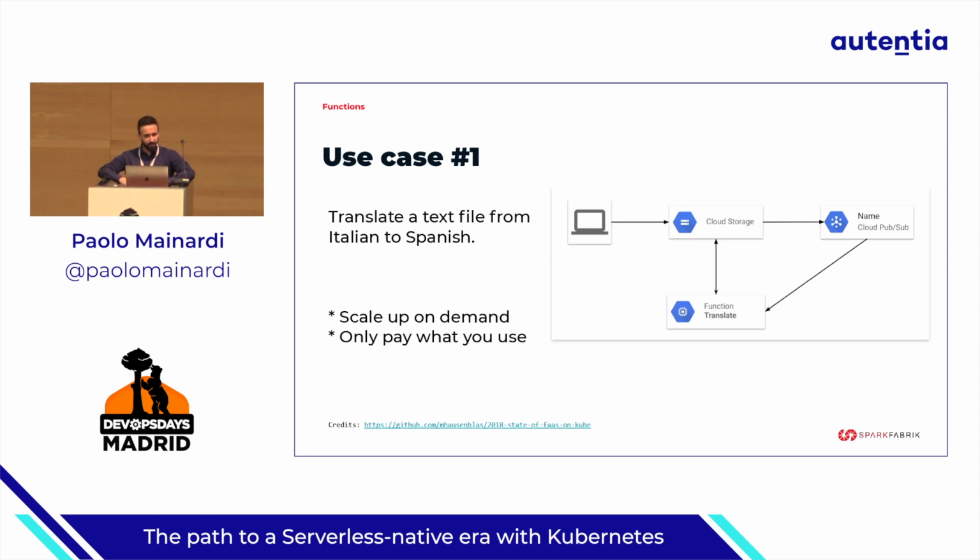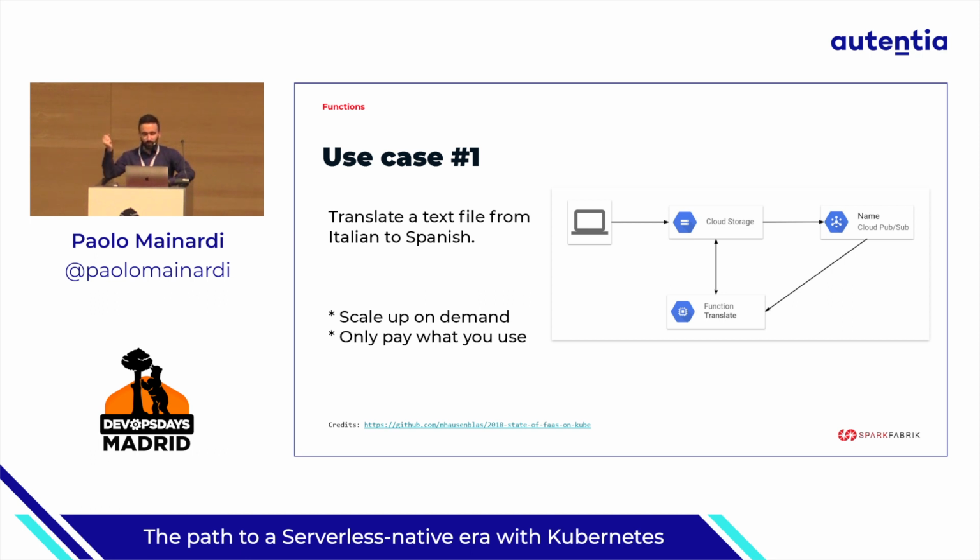Let's imagine that we have to translate files from Italian to Spanish. And our non-functional requirement from our client is that we have to scale up on demand, because maybe they have tons of files just in a fixed hour in the morning, maybe from 10 to 11. And they want to just pay for the service. They don't want to build an infrastructure and pay when no files are translated or uploaded to the service. So the infrastructure we build is this one.